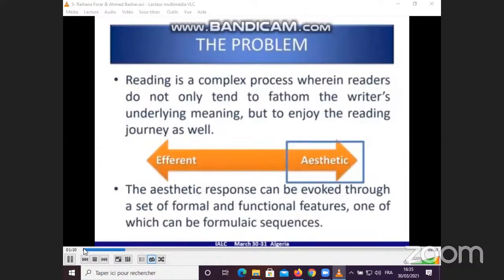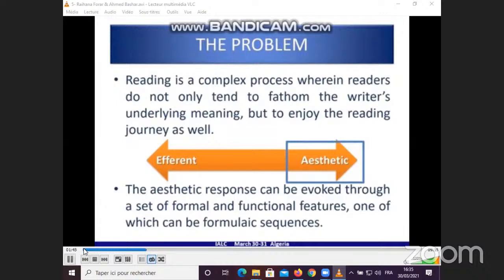The problem. As the point of departure, reading can be defined as a complex intellectual process wherein readers attempt to fathom the underlying meaning of the writer and to enjoy the reading journey as well. Having said that, we can elicit that there are two types of reading, the afferent or non-aesthetic reading, in addition to the aesthetic reading. This distinction has been made based on the aim that lies behind the act of reading. However, we are mainly concerned with the aesthetic type of reading, which is the second one.